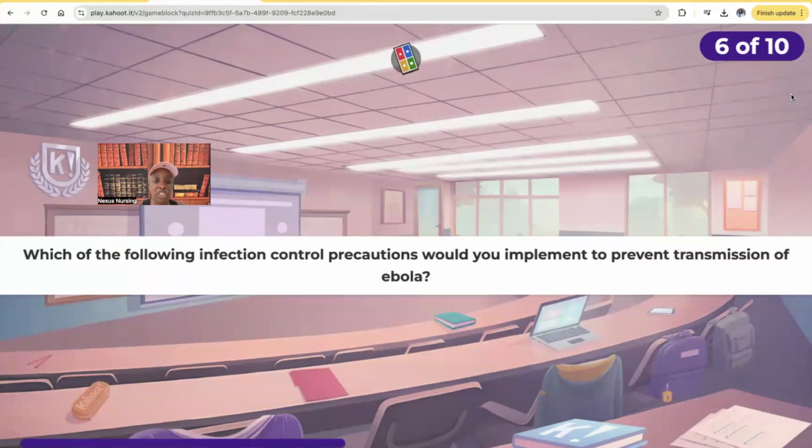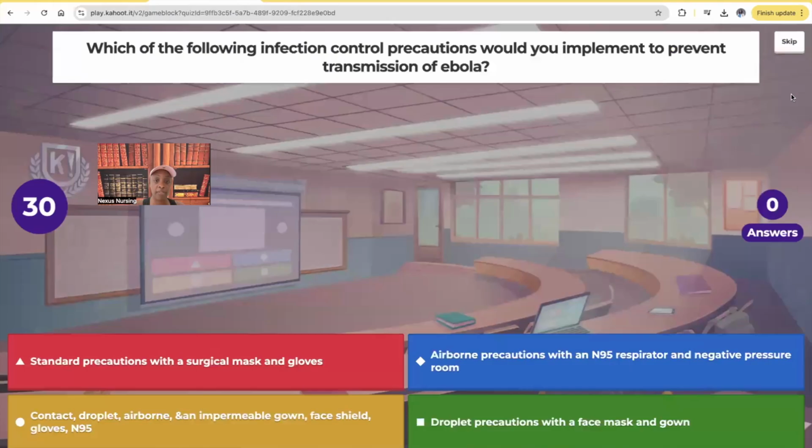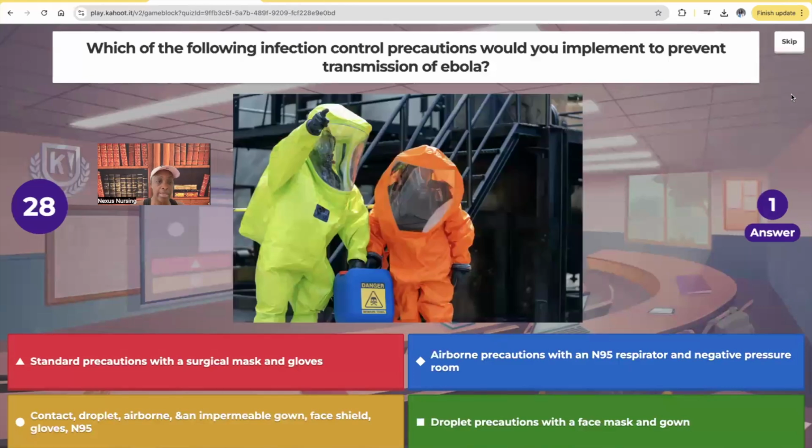Which of the following infection control precautions would you implement to prevent the transmission of Ebola? Standard precautions with surgical mask and gloves; airborne precautions with N95 respirator and negative room pressure; contact, droplet, airborne, and impermeable gown, face shield, glove, N95; or droplet precautions with face mask and gown. What are you going to choose?